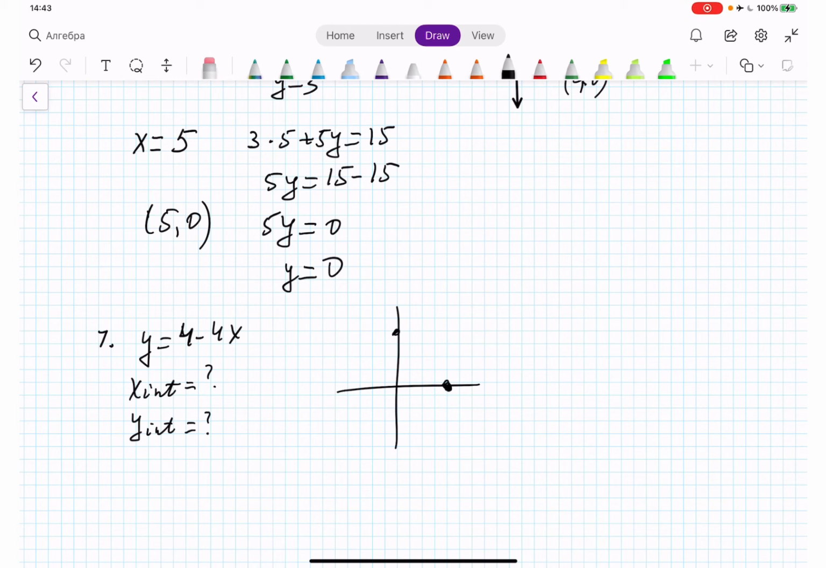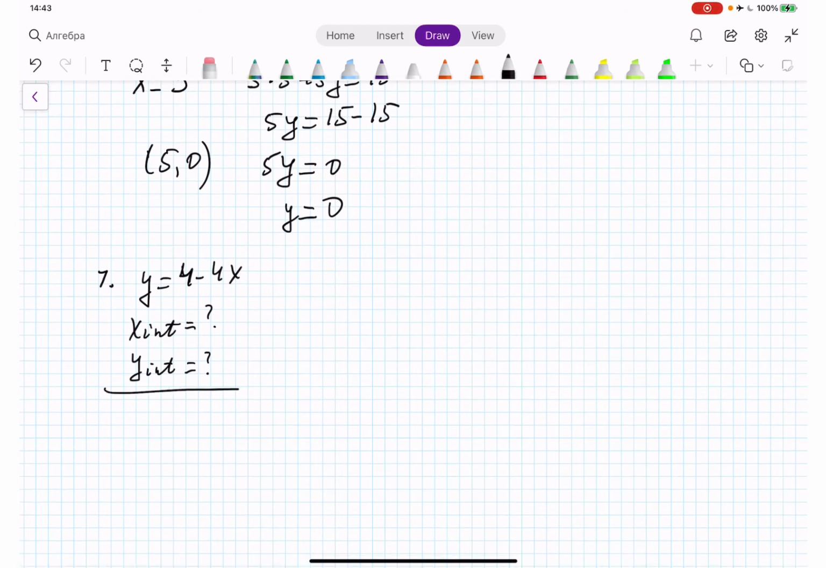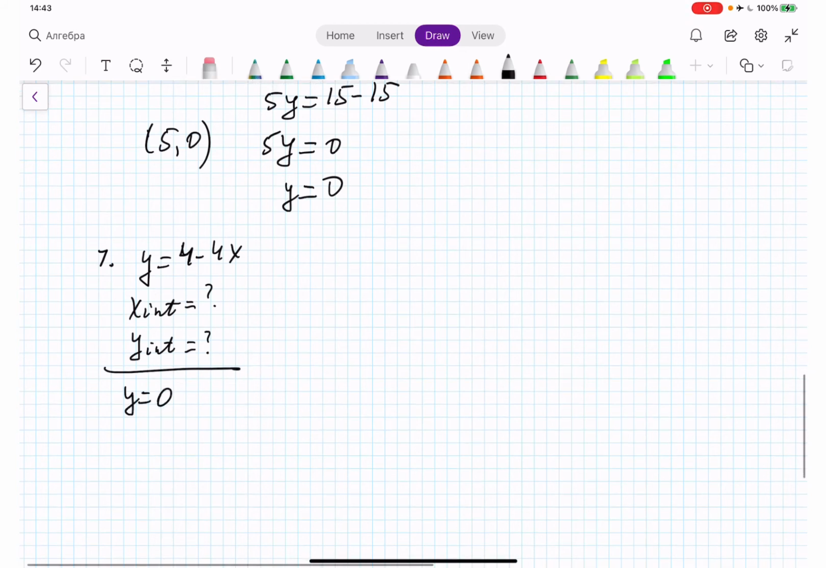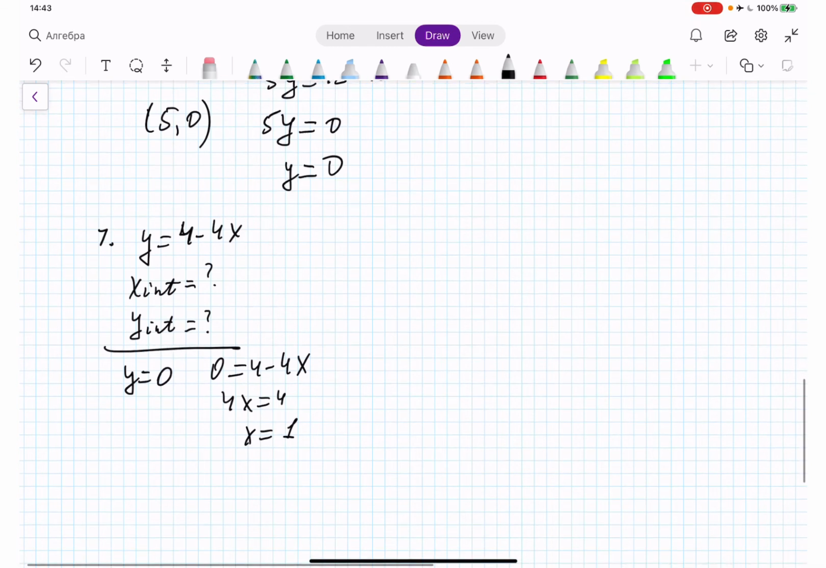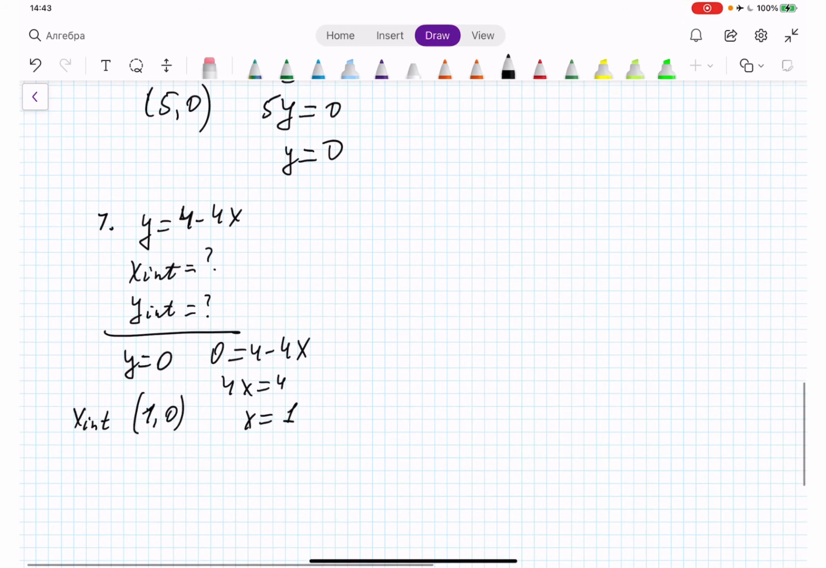To find this point on x, we know y is equal 0, right? Because there is no up, there is no down. It's right on the x-axis. And to find the point on y, x is going to be 0 because here is 0 and then go up. Therefore, to find the x-intercept, we are going to take y is equal 0. So 0 is equal 4 minus 4x. Okay, 4x is equal 4 and x is equal 1. So the x-intercept is going to be 1 and 0. First we place x, second we place y.